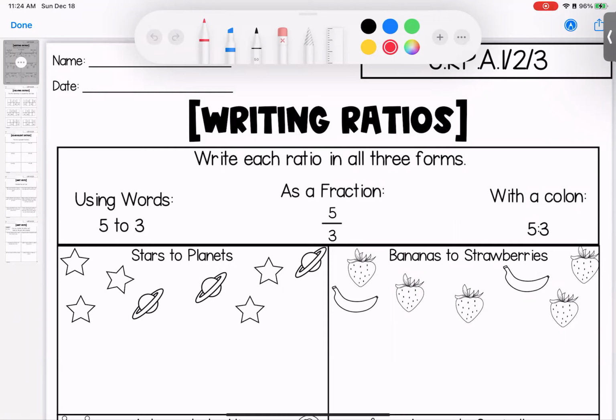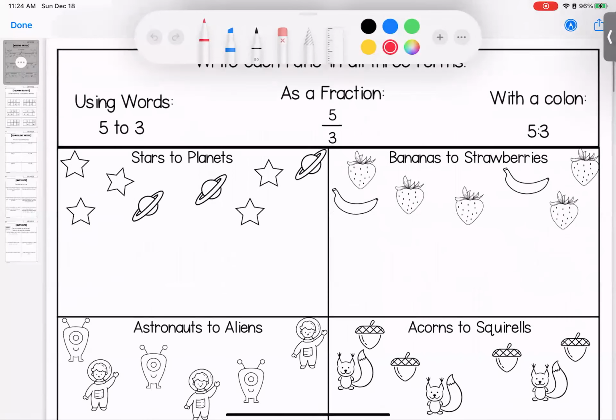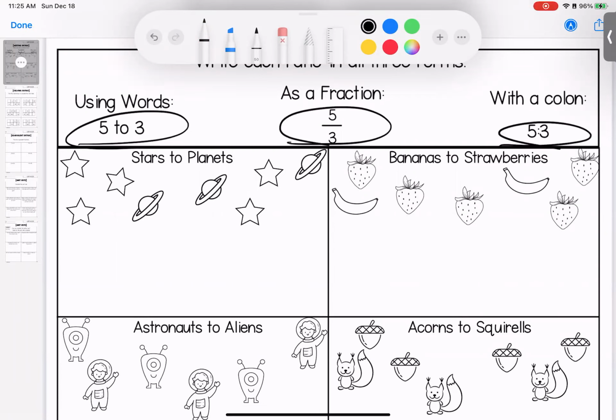We are talking about writing ratios. So let's take a look at this gorgeous homework assignment I made for you. When we are writing our ratios, remember there are three ways we can use words. We can do a fraction and we can do a colon. Don't worry about whether your fraction is proper or improper. For a moment, we're going to pause that thinking because we're looking at the relationship of the numbers, not necessarily what the fraction would be if we were working through fractions. So let's take a look.